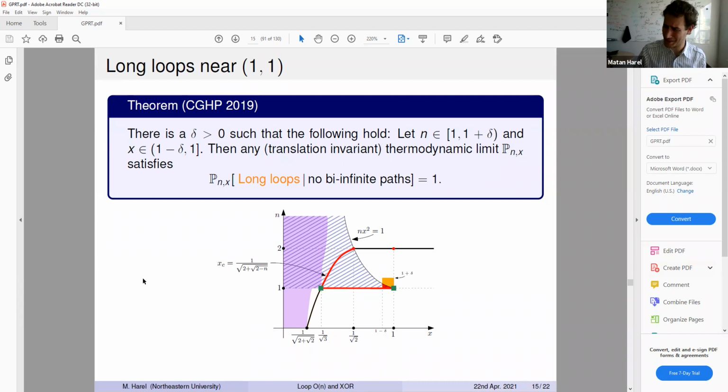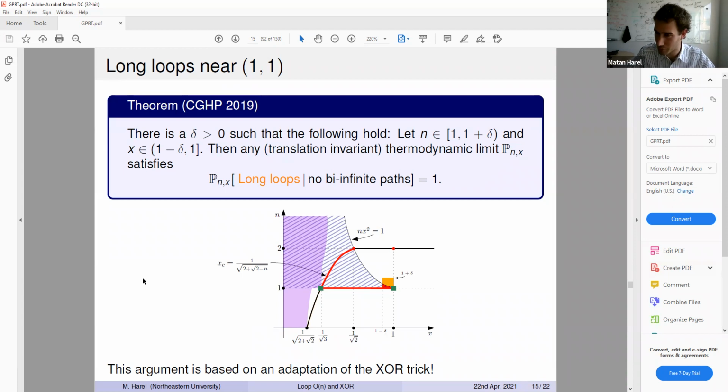And the other thing that's spectacular about this, if you ask me, and I don't mean to toot my own horn, is just how silly it is. Because what we're going to do is take that XOR argument that I mentioned 40 minutes ago, which only worked for uniform loops. It was a counting argument, it was combinatorial, and somehow adapt it to non-uniform measures.